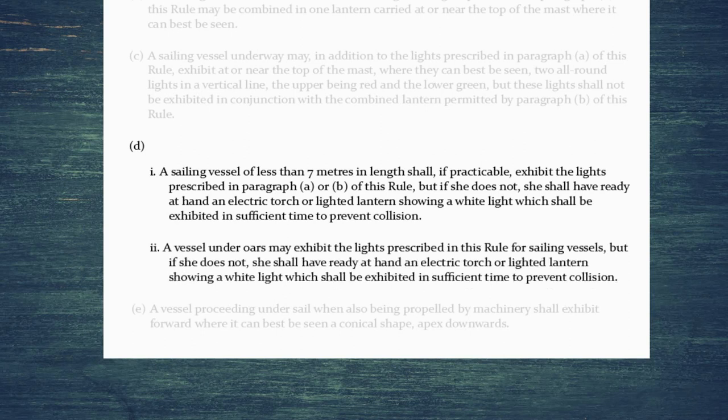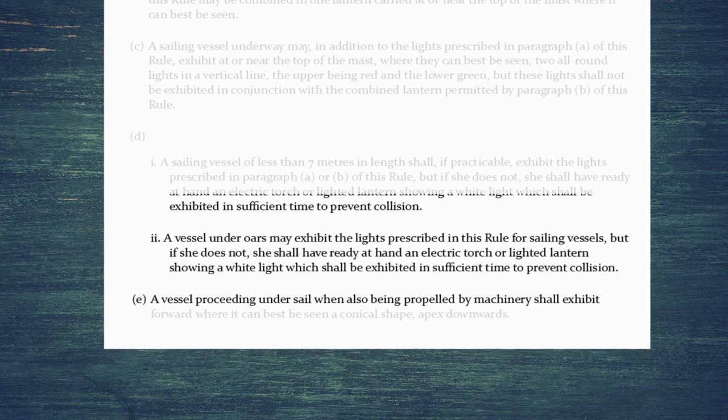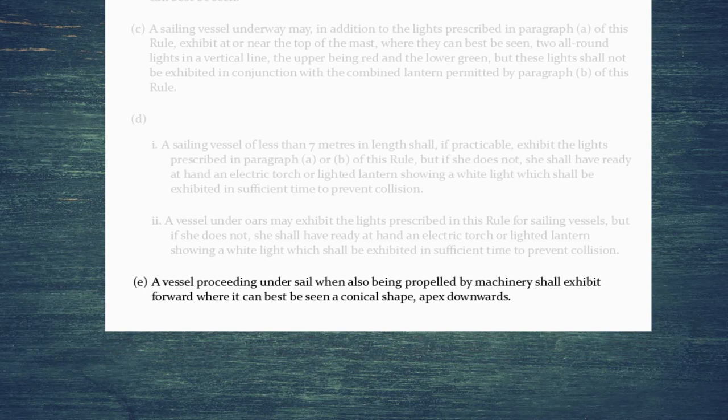Then a vessel under oars may exhibit the lights for sailing vessels, but if she doesn't, she needs to have that electric torch or lighted lantern showing a white light which can be exhibited in sufficient time to prevent a collision. And then this final paragraph just says, if you're proceeding under sail and also propelled by machinery, also known as motor sailing, you need to exhibit forward, where it can best be seen, a conical shape, or just a cone, apex downwards. And this tells other vessels that although you've got your sails up and you look like a sailing vessel, actually your engine is running and you need to comply with the rules as a power-driven vessel because you're being propelled by machinery.